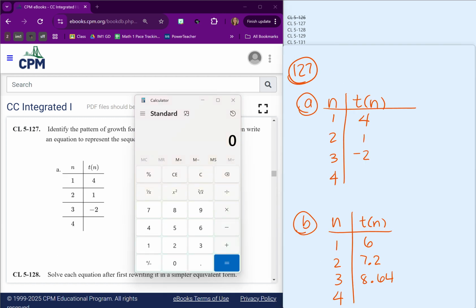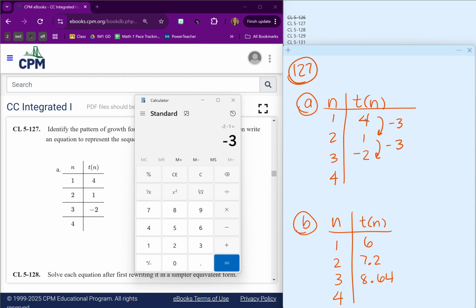With number 127, I have a calculator out so I can show you exactly how I'm testing if things are arithmetic or geometric. If you're looking for an adding pattern, you should test with subtraction. Let's see what that means. If I do 1 minus 4, that tells me I went down 3. We can test it again. If I had -2 and I subtract 1, it's -3 again. So I'm using subtraction to see.